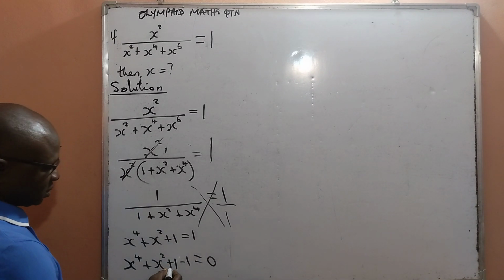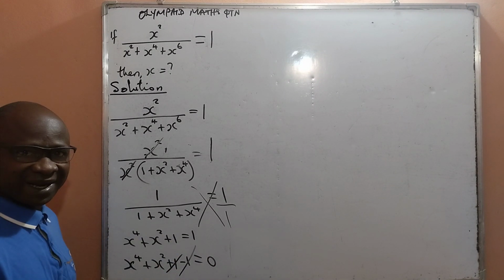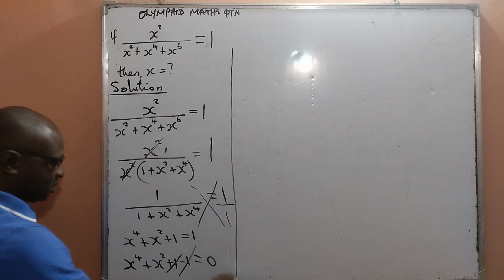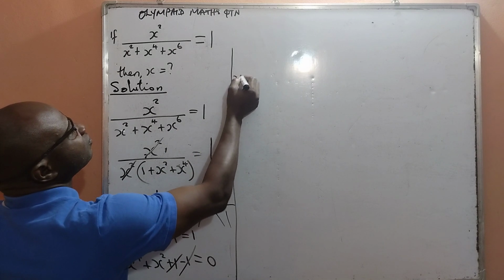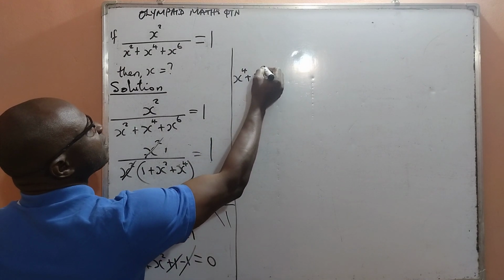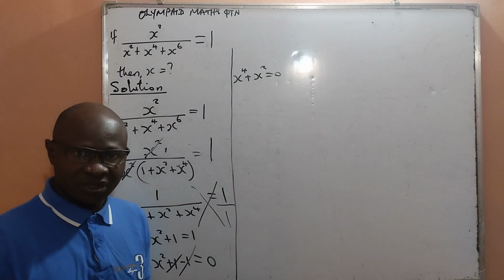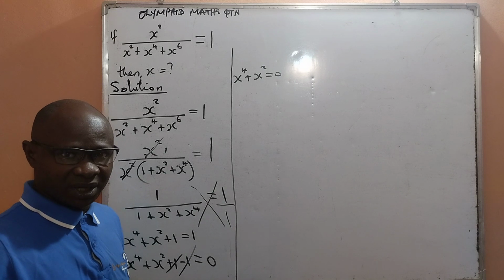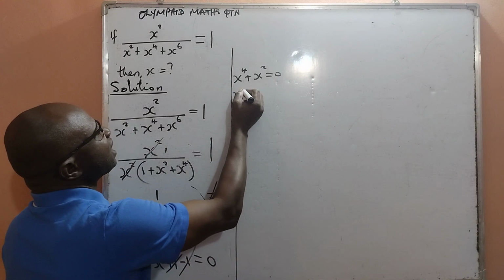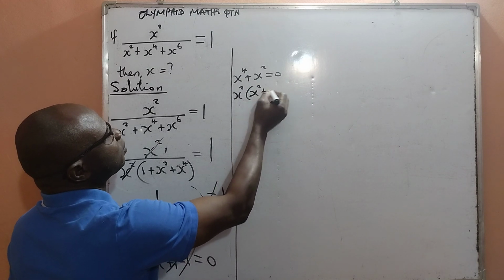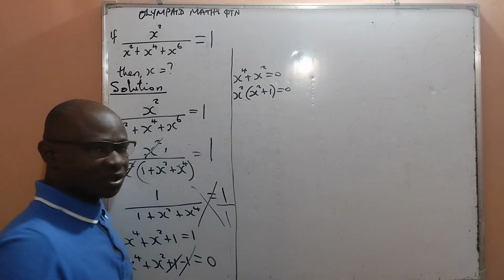Such that plus 1 minus 1 will cancel out, and I will have on the left hand side x to the power of 4 plus x to the power of 2 equal to 0. Now, x to the power of 2 is common here. I'll factor it out and then have x to the power of 2 times x to the power of 2 plus 1 equal to 0.